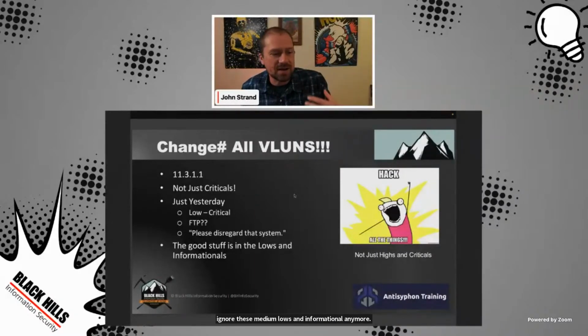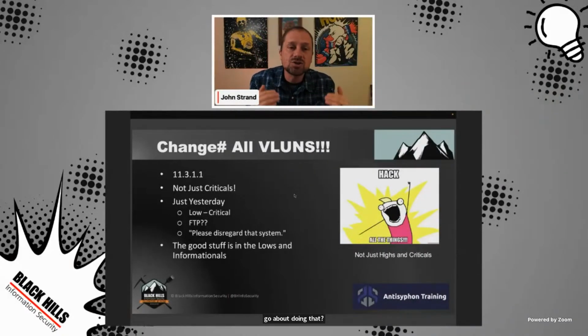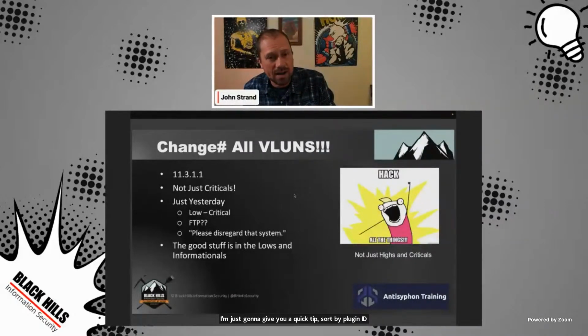And if you're curious about how to do this, if you're looking at it and you're like, well, how would one go about doing that? I'm just going to give you a quick tip. Sort by plugin ID or vulnerability. Do not sort by criticality or IP address.